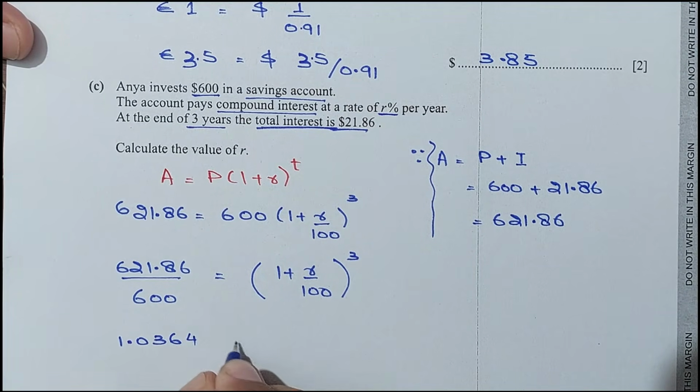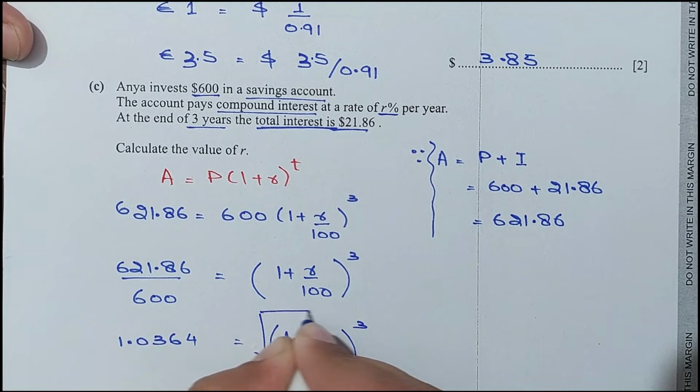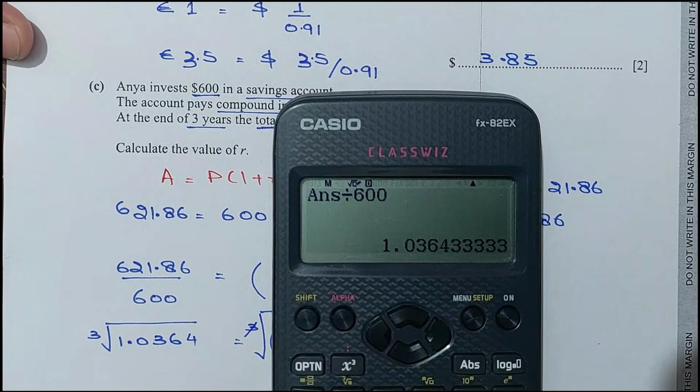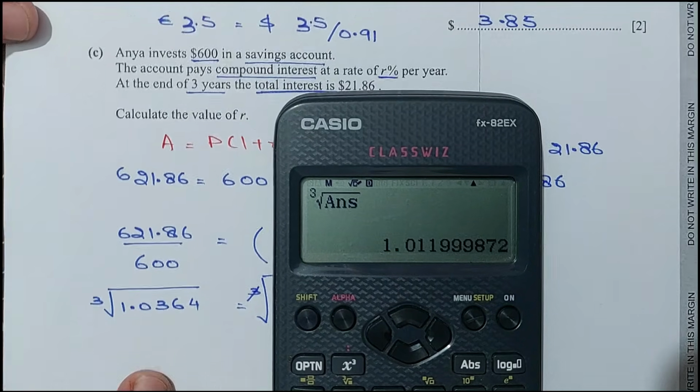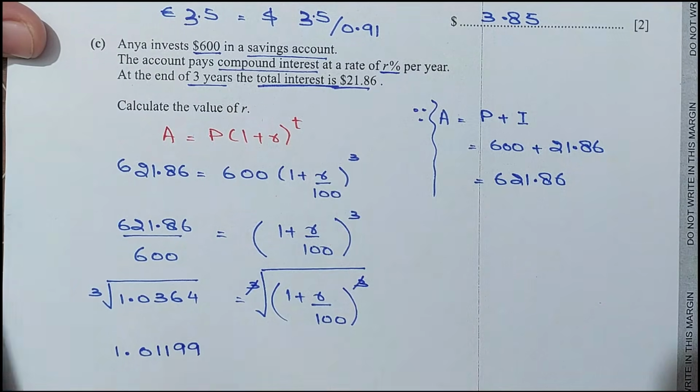1.0364, and this is 1 plus R over 100, its whole cube. To get rid of the cube, take the cube roots on both sides; the cube and cube root cancel out. So the cube root is 1.0119. 1.0119 would be equal to 1 plus R over 100.